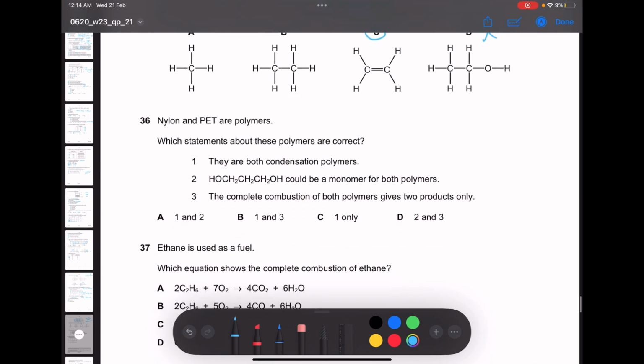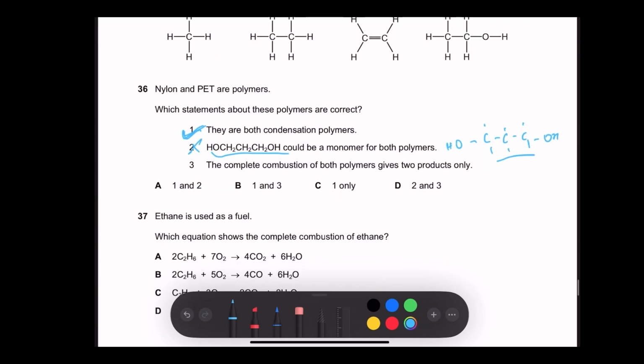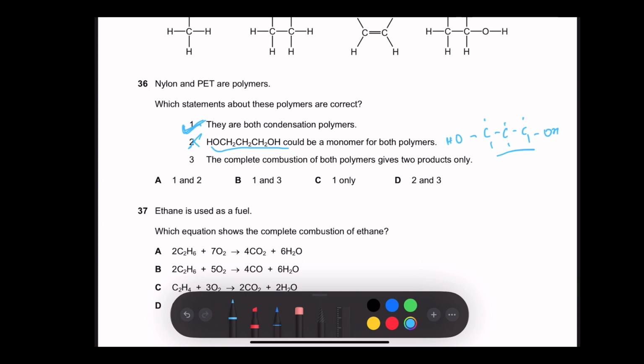36. Nylon and PET are polymers. Which statements about these polymers are correct? They are both condensation polymers. Yes, they are. They are not addition polymers, they are condensation polymers. This monomer could be a monomer for both polymers. And the complete combustion of both polymers gives 2 products only. Polymers cannot be combusted. It's one only. See.